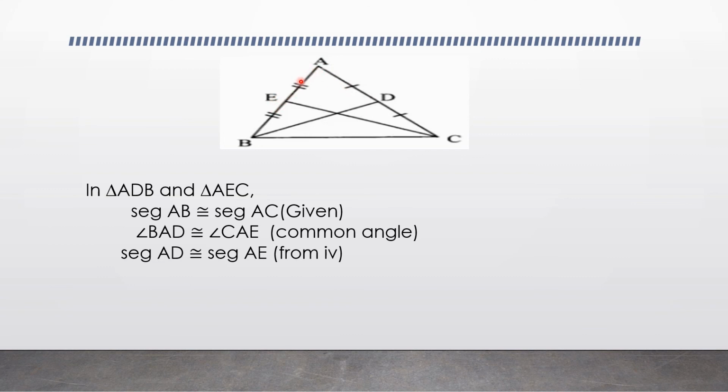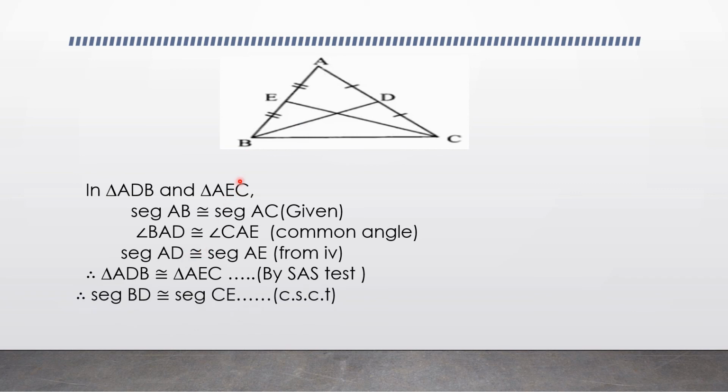Therefore, by which condition are these two triangles congruent? That is side, angle, side. Therefore, by SAS test, triangle ADB is congruent to triangle AEC. Then which other sides and angles are equal? Here segment BD is congruent to segment CE, that is by CSCT, and therefore BD is equal to CE. That is what we had to prove.